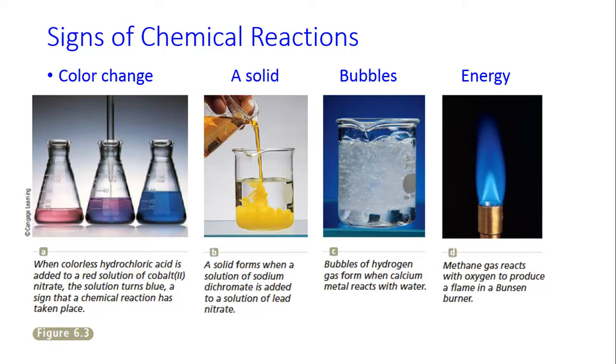So the fifth one is also a smell. Sometimes you can get a smell. This happens a lot with food that goes bad, it starts to spoil. That's a chemical reaction. And the sign that tells you the chemical reaction happened is that it smells bad.